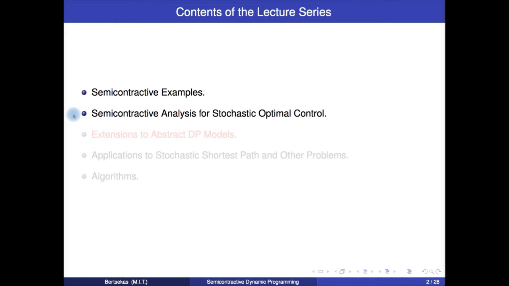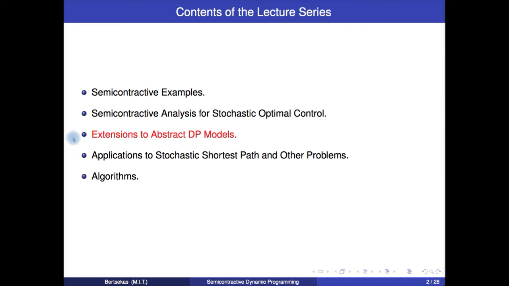In the second lecture, we gave a more detailed mathematical analysis for a special case, the important and popular class of stochastic optimal control problems, particularly stochastic shortest path problems. In this lecture, we are going to look at more general abstract dynamic programming models. We're going to extend the semi-contractive model, and we are going to also extend the results that we gave for stochastic optimal control problems. In the fifth and sixth lecture, we are going to discuss various applications to the broad classes of problems and also computational algorithms.